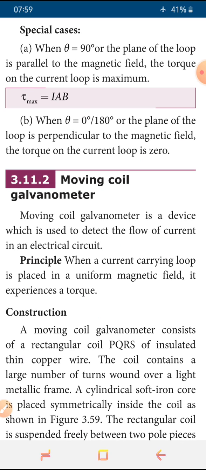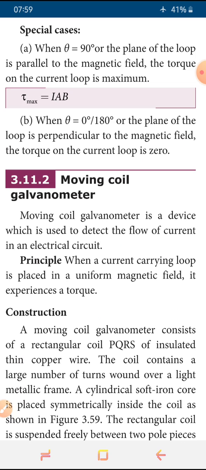In special case 2, theta of the rectangular coil may be 0 or 180 degrees. Sin 0 or sin 180 will become 0. Then the torque on the current loop will become 0. We can say the torque produced is the minimum value of 0. Okay, these two special cases we are understanding from this concept.